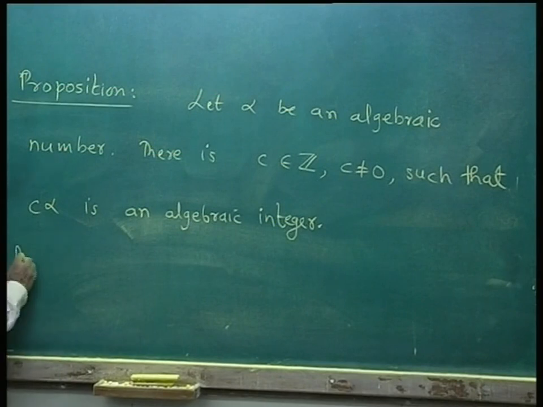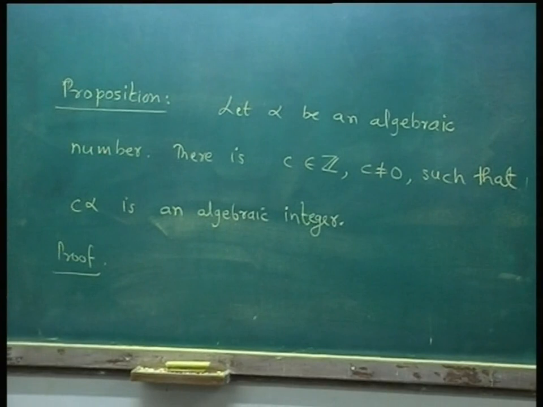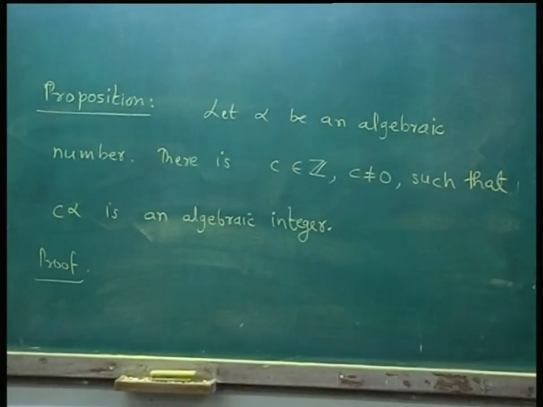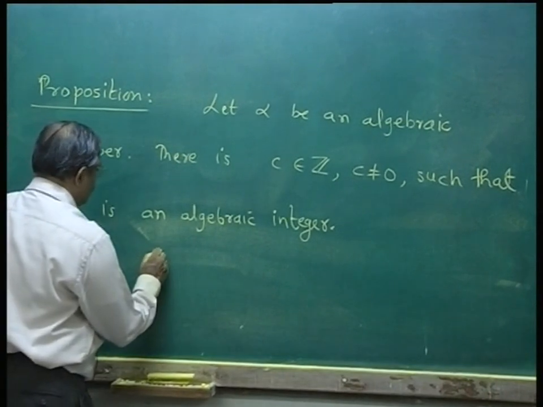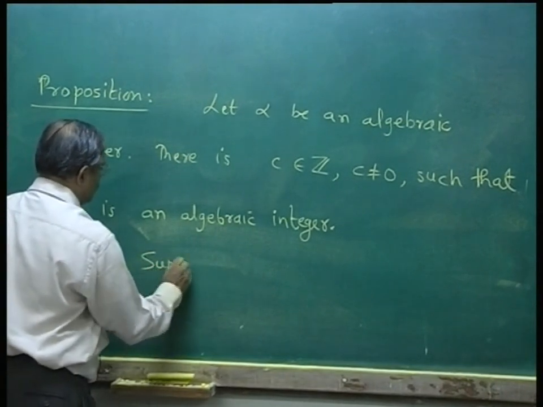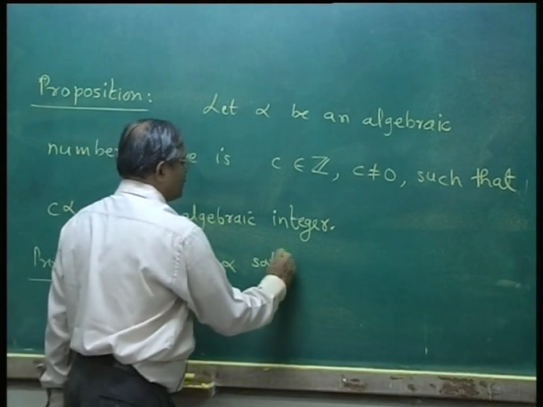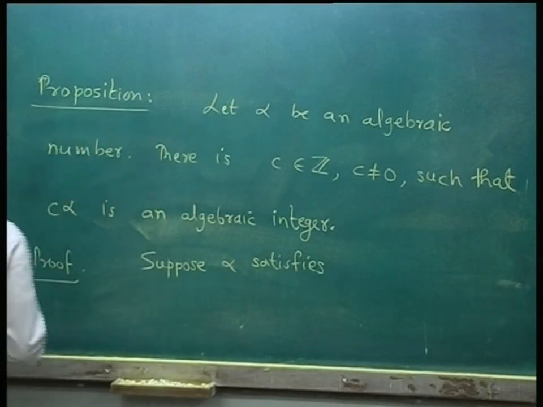Proof of this. This is obtained from the polynomial satisfied by the given algebraic number. So suppose alpha satisfies the following polynomial.